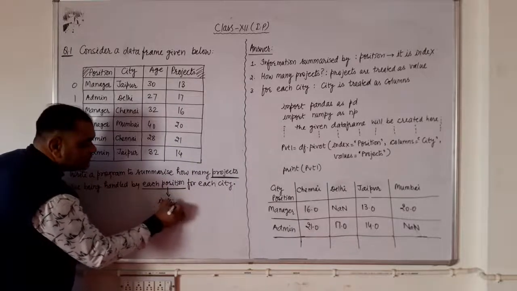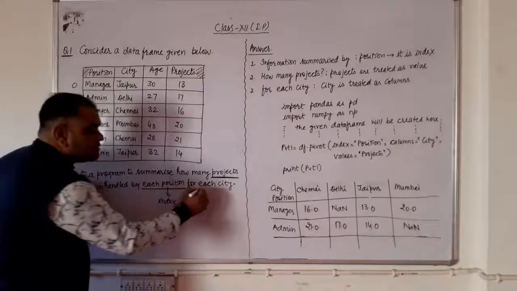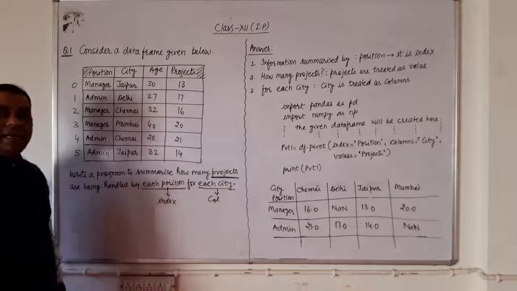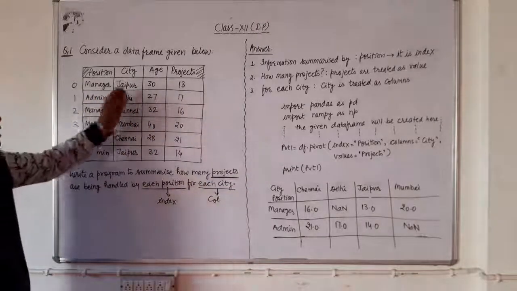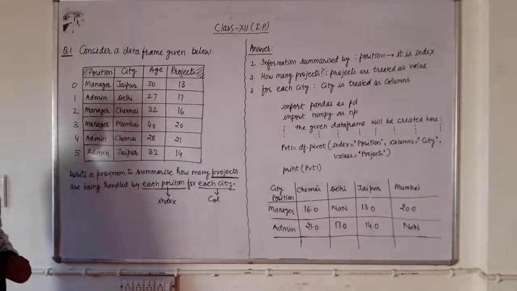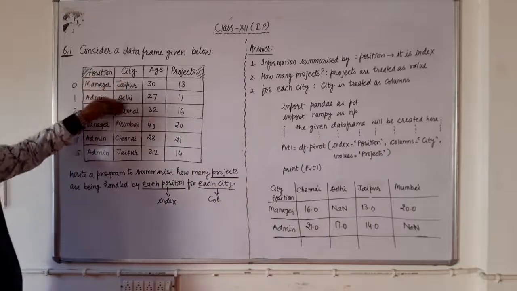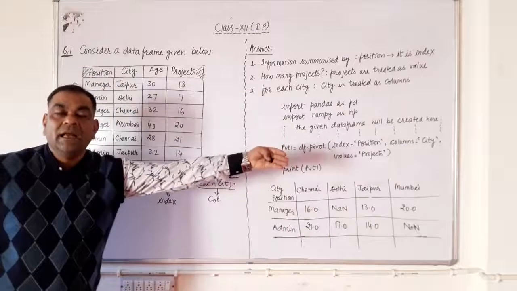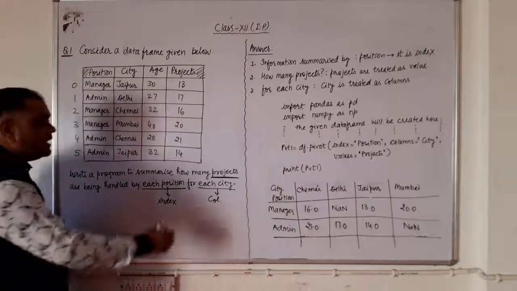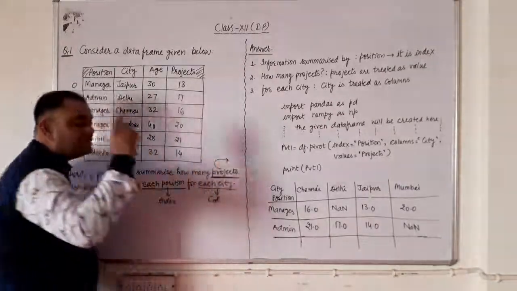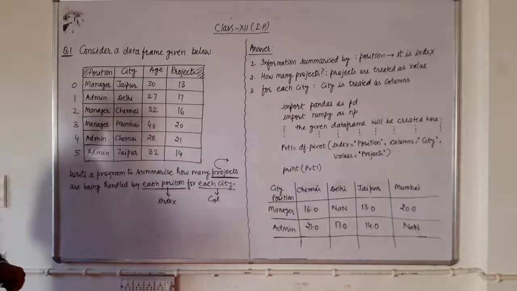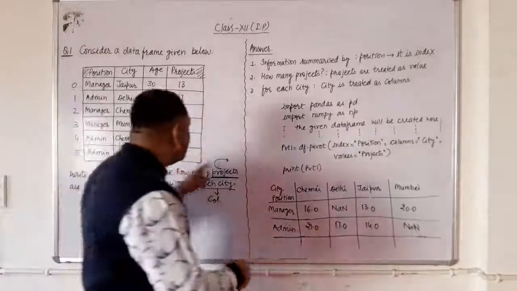Each city is a column of the resulting data frame, because you have to show how many projects are related with each and every city. Each and every city means Jaipur, Delhi, Chennai, Mumbai. It is the column of the resulting data frame, and then projects are treated as values. So we require 3 different things from the question, and all these things are here.